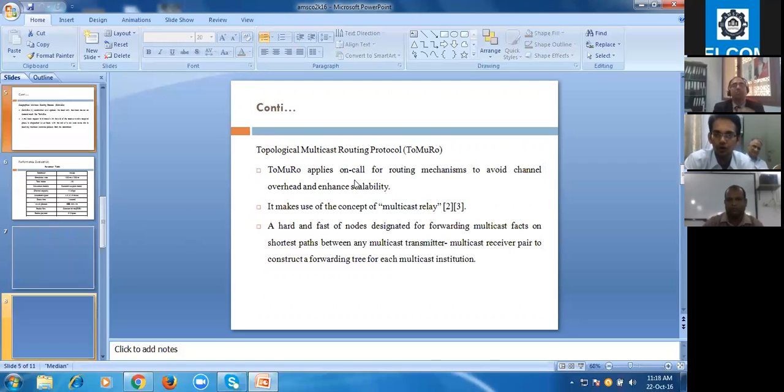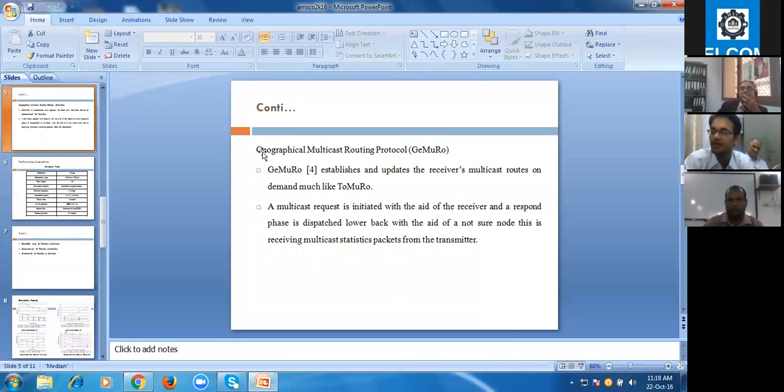And the other protocol is the geographical multicast routing protocol. It is similar to the topological one, but there is a minor difference: rather than sending a flooding message, it sends a beacon message. What is a beacon message? A flooding message is sent before the transmission. A beacon message is sent after a short interval of continuous time, so that every node can know the neighbor nodes of each other. So if another node is down or offline, the nearby nodes can know about that.